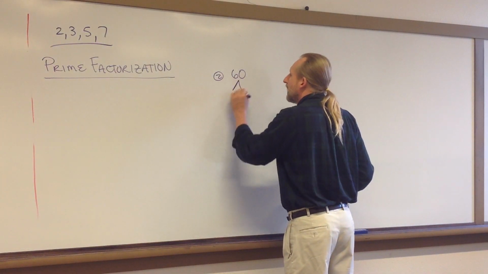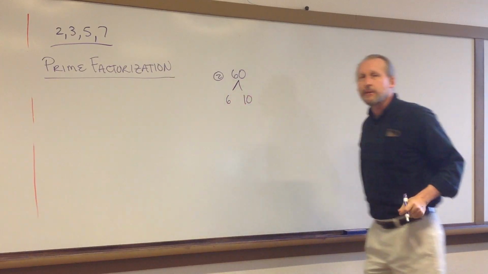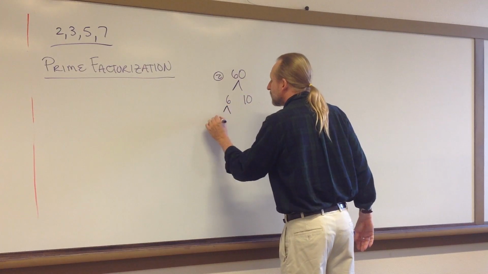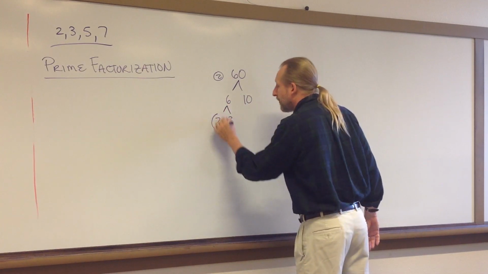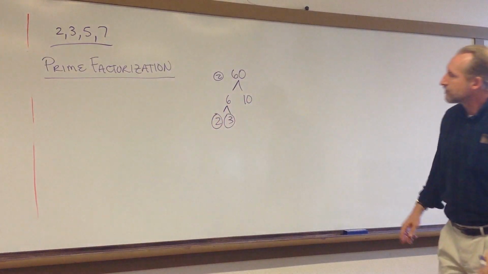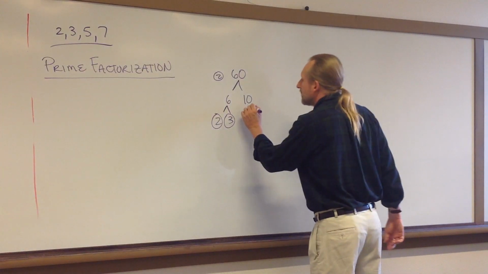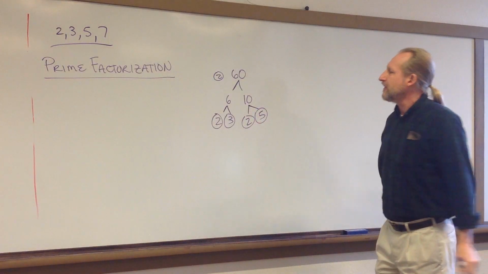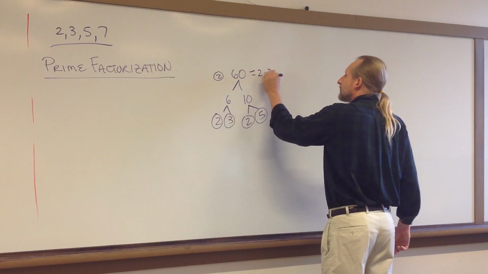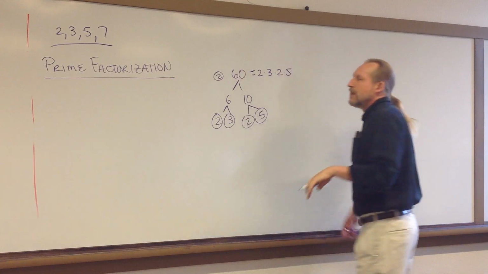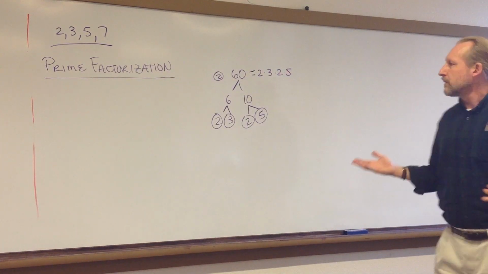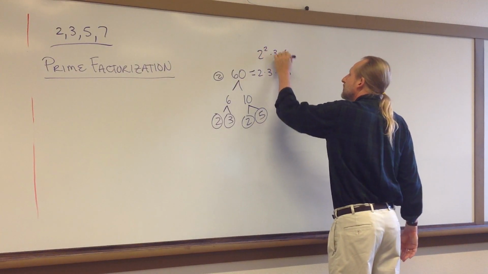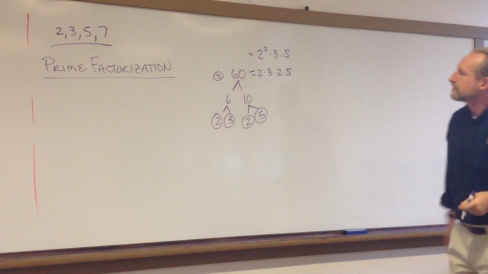So let's say we started out with 6 times 10. Are these prime numbers? No. Well, then let's keep going. What times what makes 6? 2 times 3. Those are prime numbers, so we stop and we circle them. Same thing with the 10. It's not prime. It's equal to 2 times 5. And so there's our prime factorization. 2 times 3 times 2 times 5. The order you put these in, not important to me. If you want to get fancy with it and you want to write this as 2 squared times 3 times 5, that's fine.